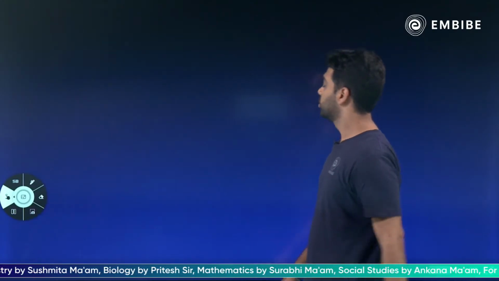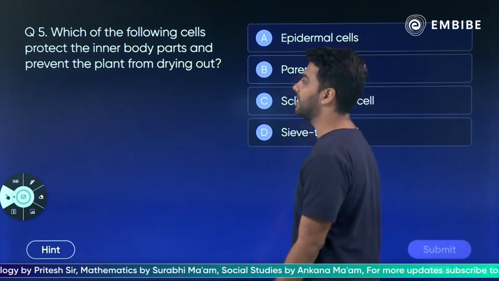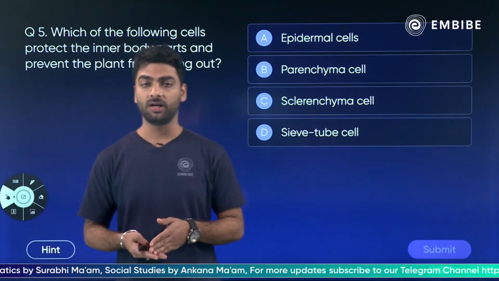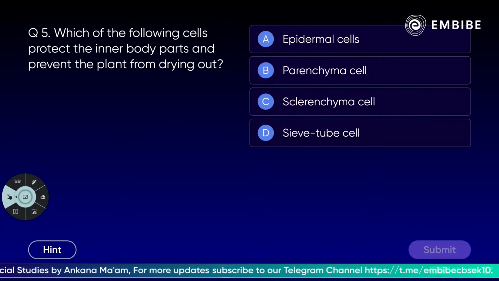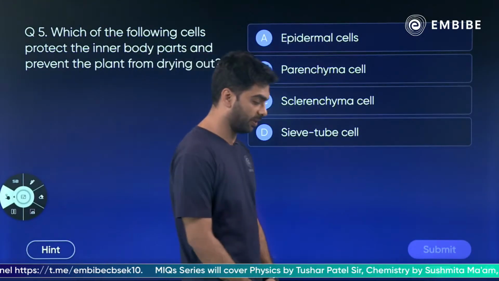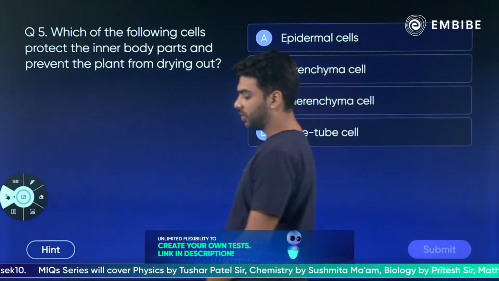Which of the following cells protect the inner body parts and prevent the plant from drying out? Which part of the plant will prevent it from drying out? Is it because of epidermal cells, parenchyma, sclerenchyma, or sieve tube cells? Why doesn't the plant dry out? What protects it? One shot for tissues, definitely it's going to happen. Come on, very quick.